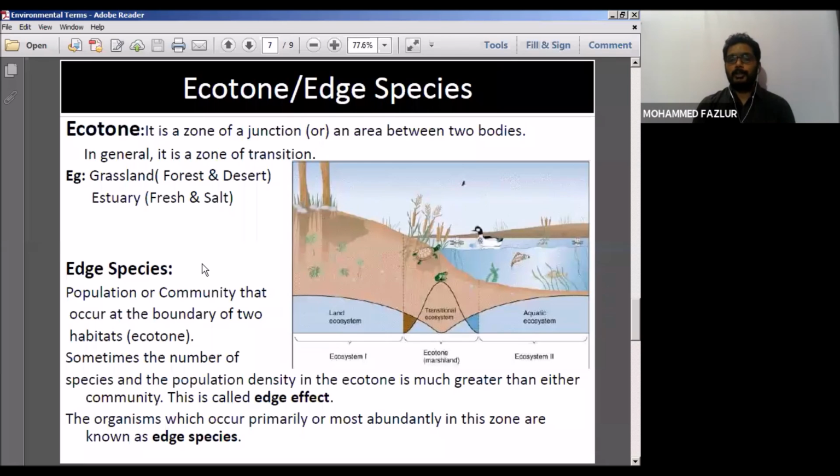Before going through edge species, we have to study what is an ecotone. An ecotone is a zone of junction. A zone of junction is an area between two ecosystems. An ecosystem is an interaction between living and non-living bodies. The interaction between living and non-living bodies is what you call an ecosystem. So take two different ecosystems: one land ecosystem, that is a terrestrial ecosystem, and the next one is an aquatic ecosystem.